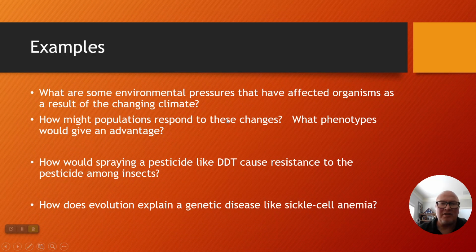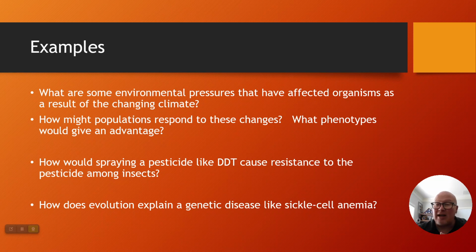Other examples, let's think. So what are some environmental pressures that have affected organisms as a result of climate change? As climate change occurs, let's think about some of the things that might happen. And so you can think about this and we'll discuss it in class. What are some things that may change? And think about as the temperature changes, those organisms that have the ability to survive in warmer climates are going to be the ones that get to survive.